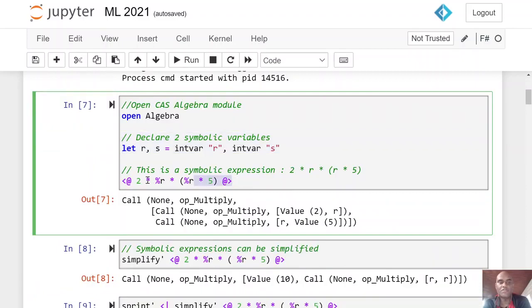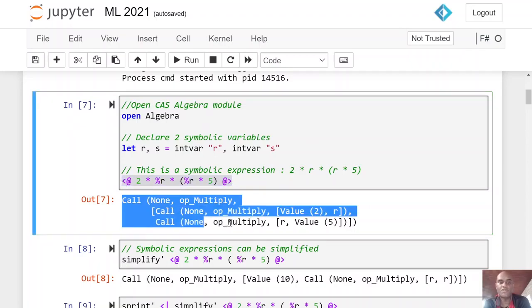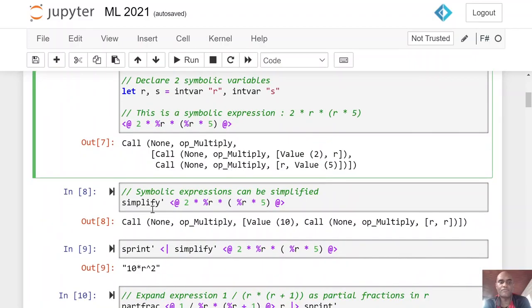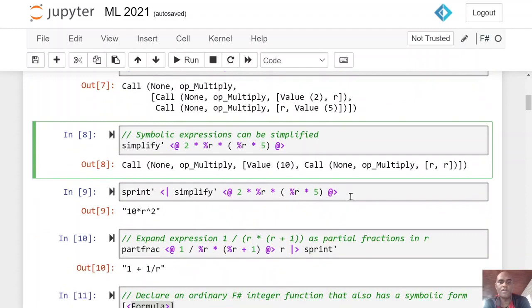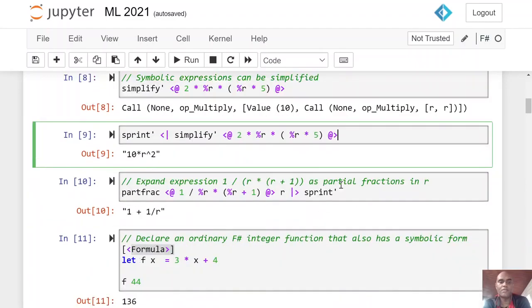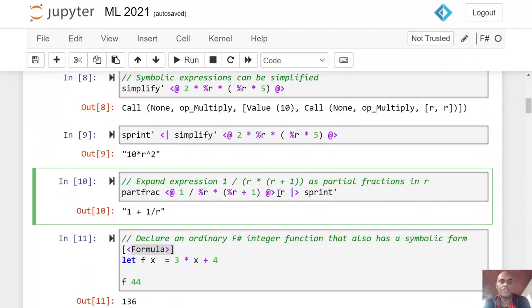Now, this expression is an F# quotation. An F# quotation is the main vehicle of symbolic expression that Sylvester uses. You see here, this quotation evaluates to this structure, and this structure is really similar to an S-expression in Lisp. There are a lot of different operations we can do on these symbolic expressions. We can just do a simple simplification. We can also do things like a partial fraction expansion. Okay, here we're expanding this as partial fractions with regard to the variable r.